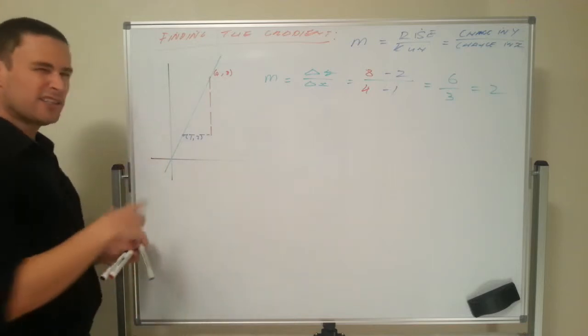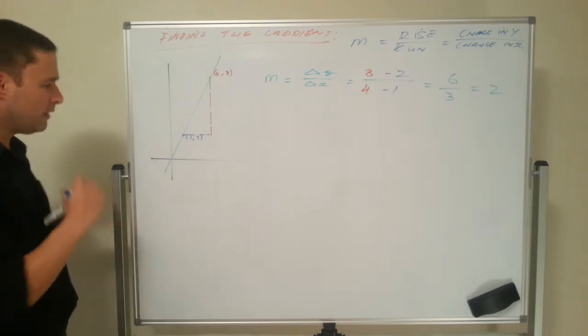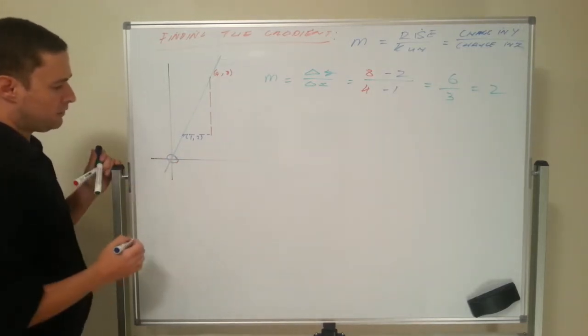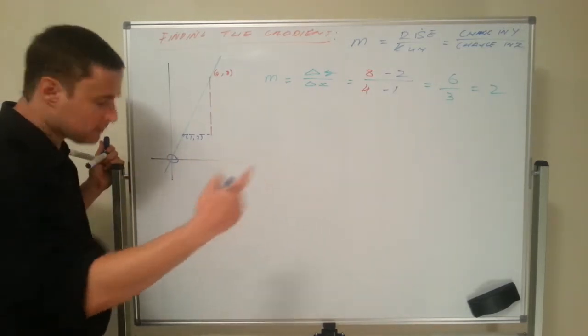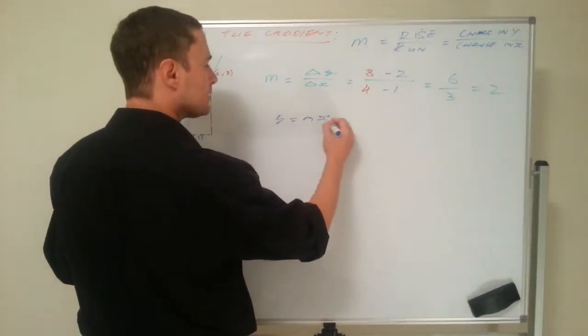Now we can just finish this. The last thing we can say is the c value, in y equals mx plus c, is just where it cuts the y-axis. So we've got y equals mx plus c.